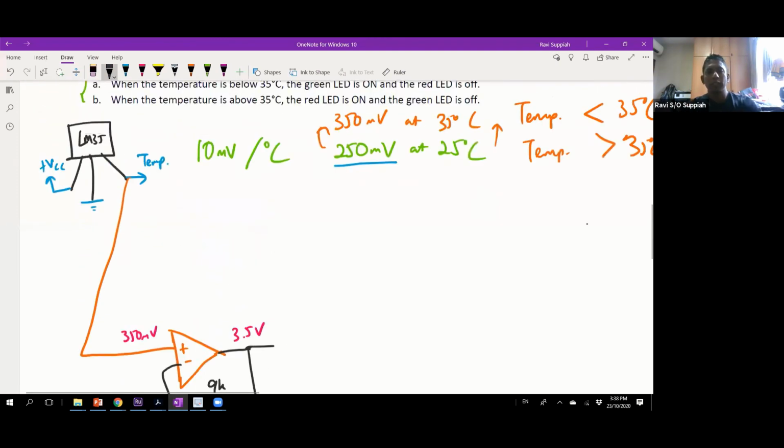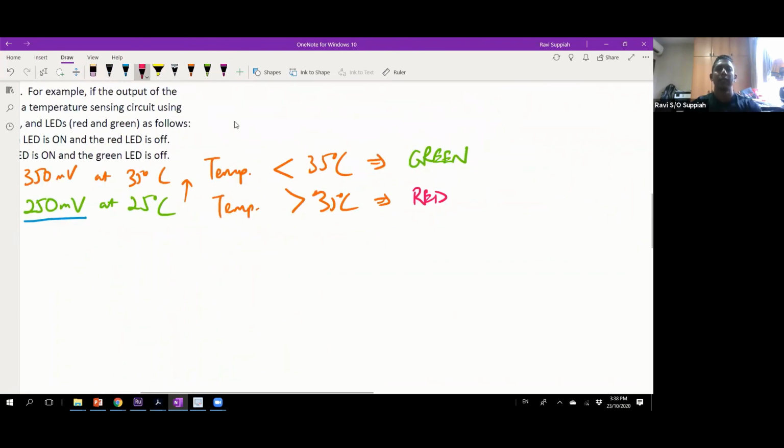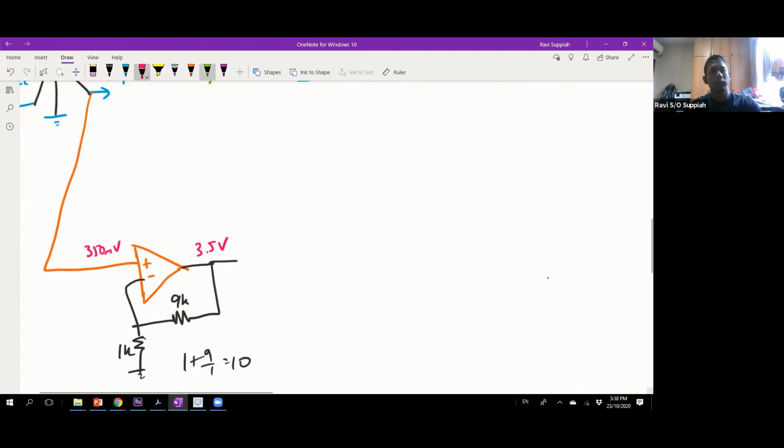Now to do this part over here, we basically know that we need to use a comparator. We have seen this in our earlier studios. So let's do the first one first. I want to compare this to the point where it is bigger than 3.5 volts. So this signal here, I'm going to connect it to the positive of the op amp, and the negative of the op amp, I'm going to connect it to a reference voltage.